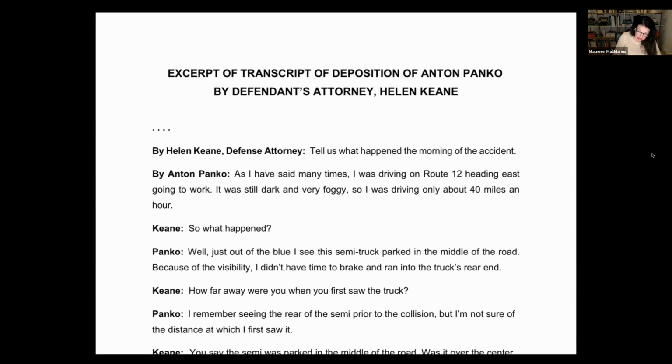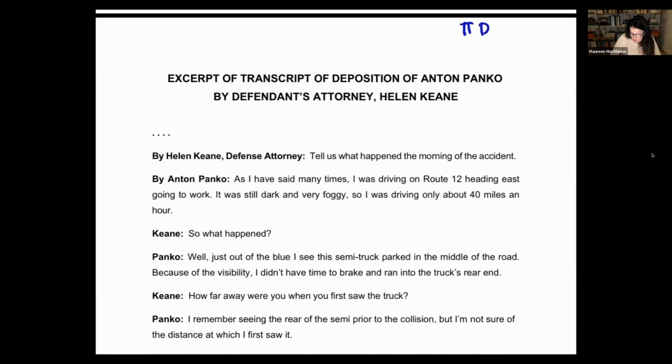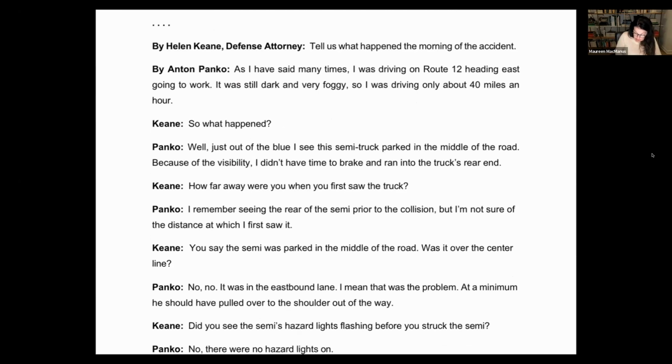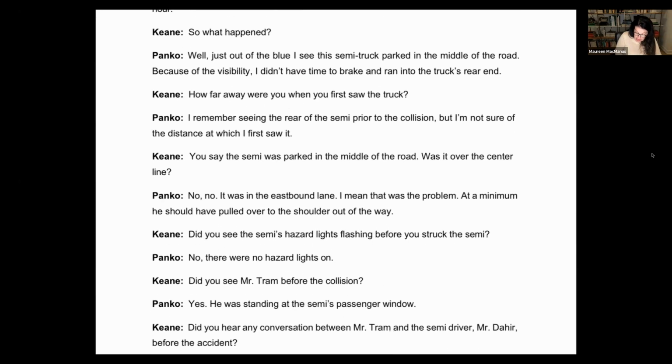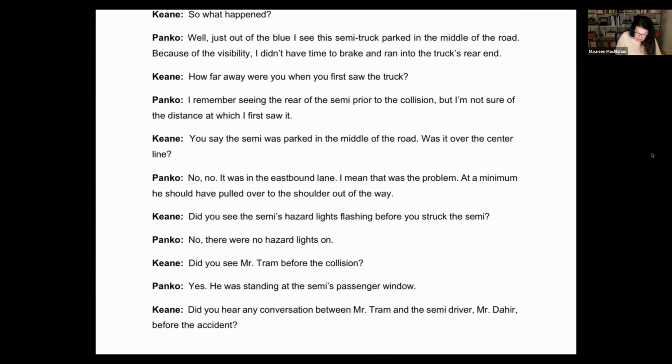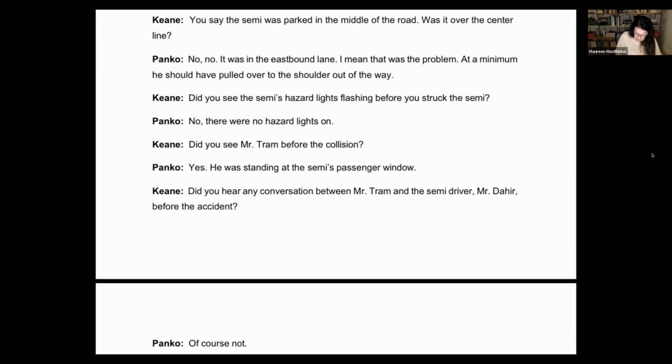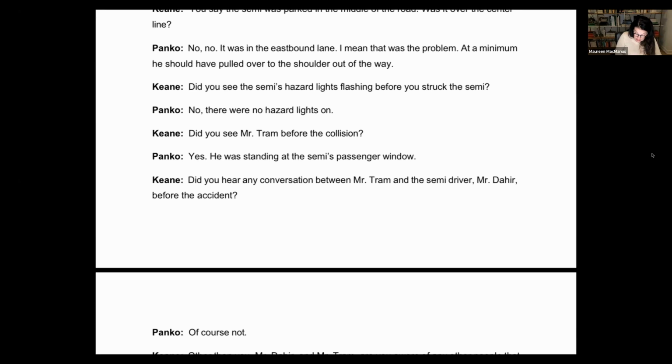Then excerpt of transcript of deposition of Anton Panko. So this is plaintiff depo. Okay. "So as I've said many times, I was driving on Route 12." He sounds a little irritated. "Well, just out of the blue, I see the semi truck parked in the middle of the road. I remember seeing the rear of the semi prior to the collision, but I'm not sure. No, it was in the eastbound lane. I mean, that was the problem." He's saying you should have pulled over.